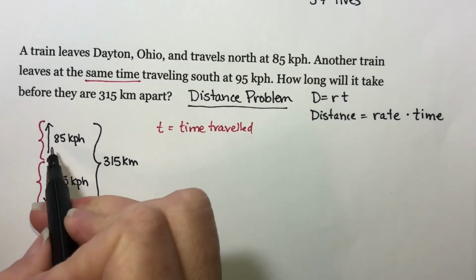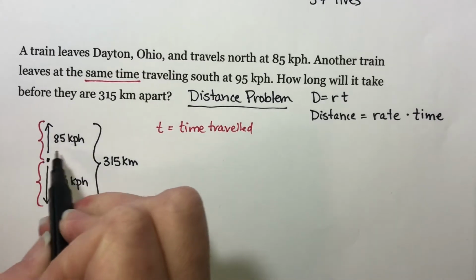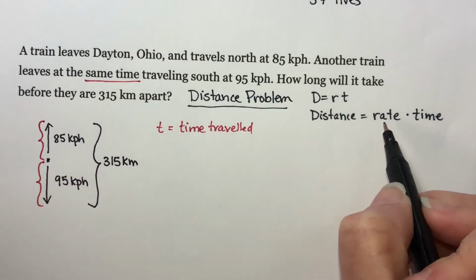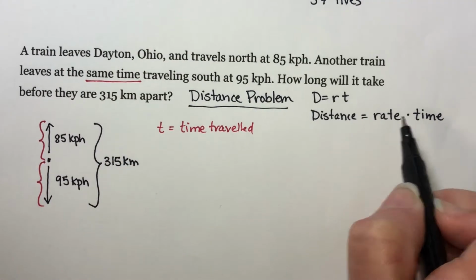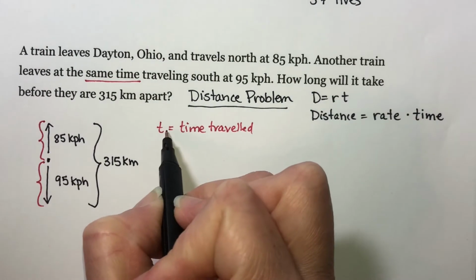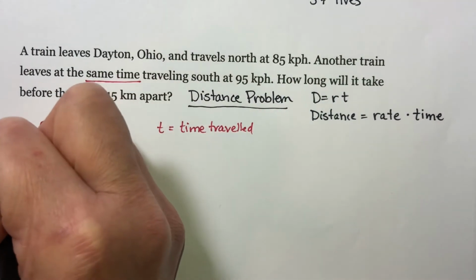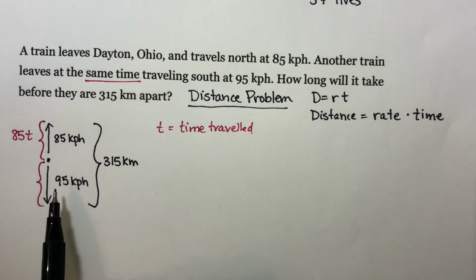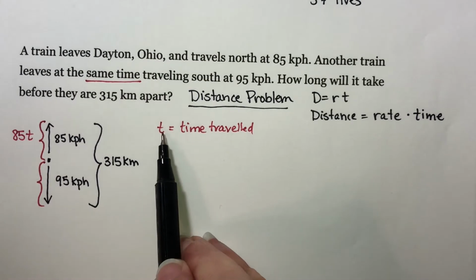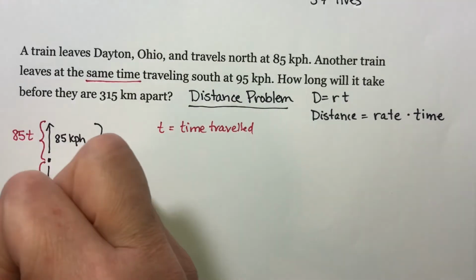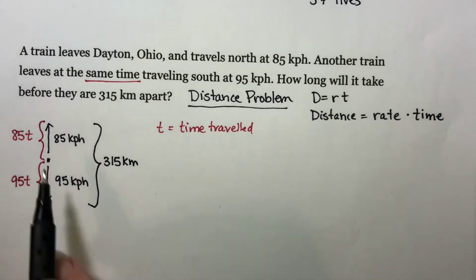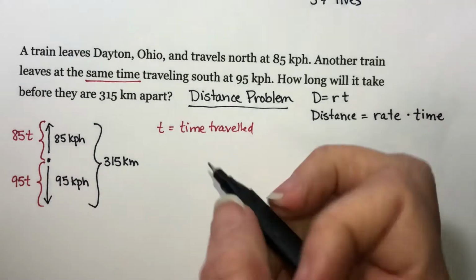Okay, so how far did this one go? Well, to find the distance, which is what we're really looking for, we do the rate times the time. The rate is 85, time is t, this distance is 85t. Very similarly, distance is rate times time. This is our rate. This is our time because they travel the same amount of time. This is 95t. And then what we said is if you add these two things back together, you should get 315.